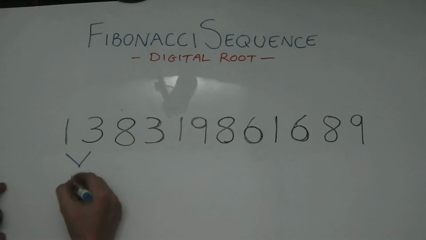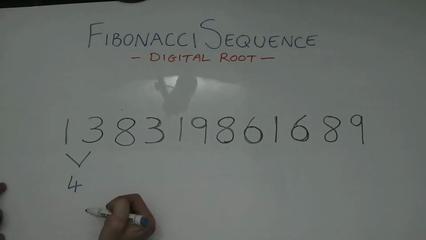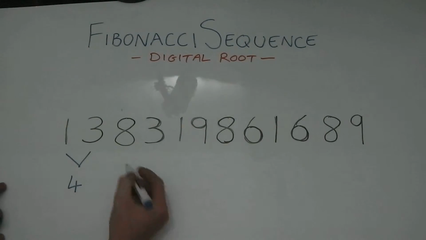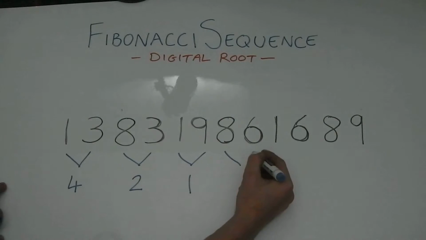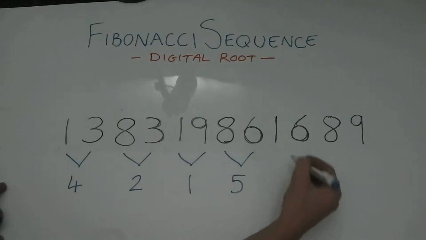So, jumping straight in. First two digits added together, digital root of them is 4, 8 and 3, 2, 1, 5.